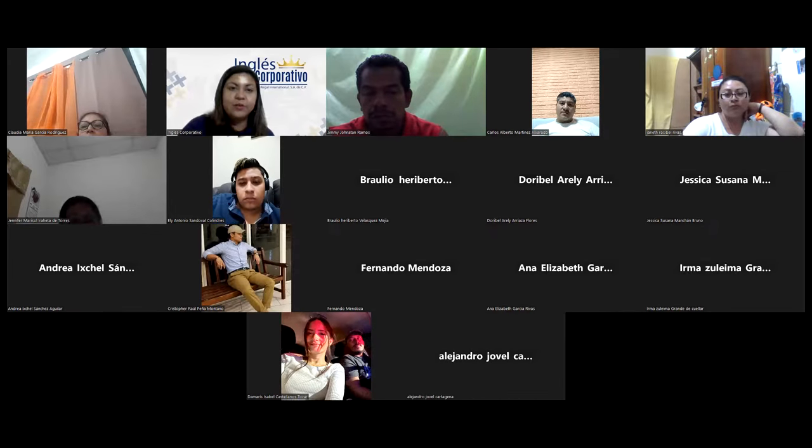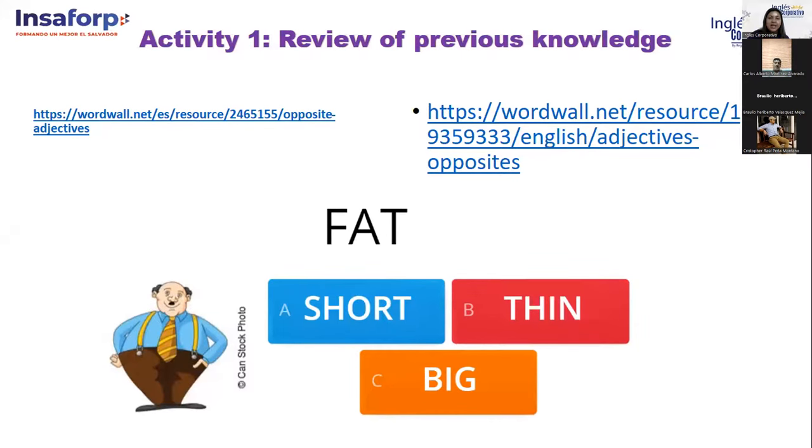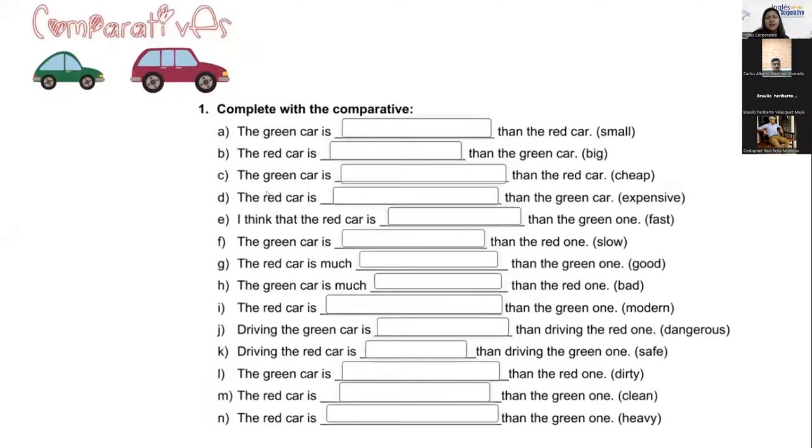So this is just a review of opposites. Now guys, in the next slide, you will see a lot of sentences and we have to complete with the comparative form of the adjective that is in parentheses. All the sentences compare two things. Remember when we use comparatives, we only compare two. Only two people, objects, places, things. So in this case, we have the green car and the red car.